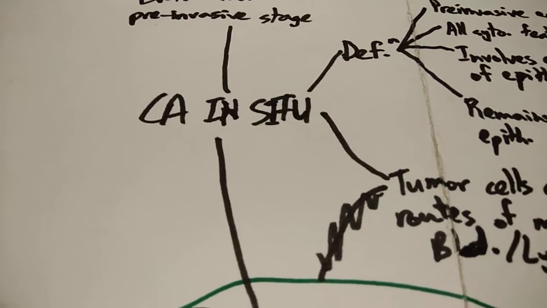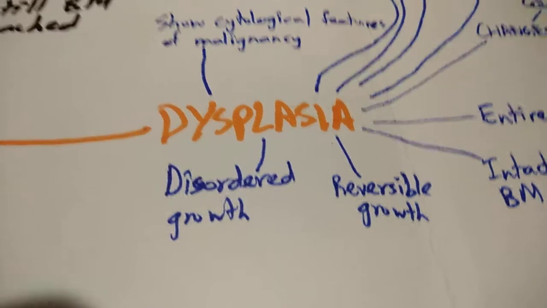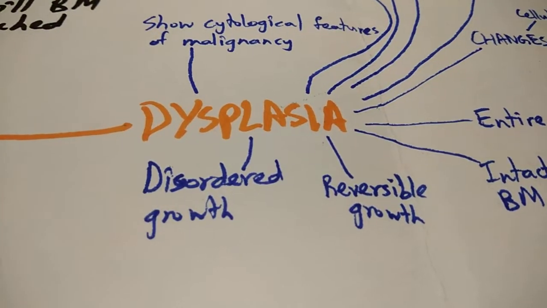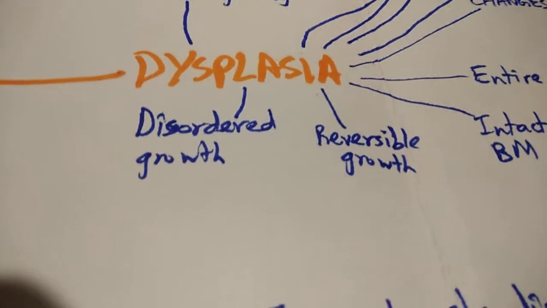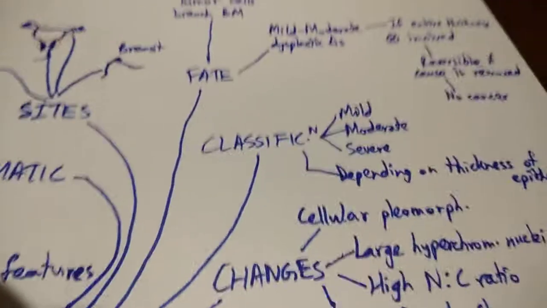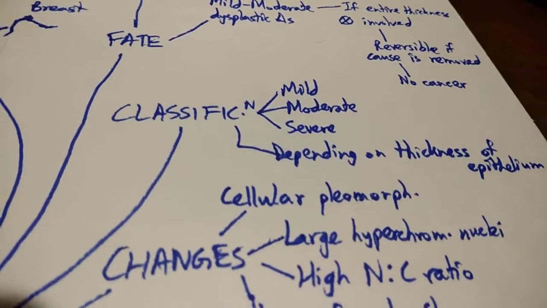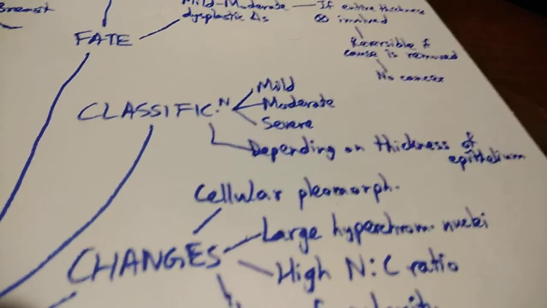Not with carcinoma in situ. It's already formed a carcinoma. It's just confined, that's all. Here it's not just confined, it's still in its evolution stage. However, it can revert back to normal. Alright? Now, it can be classified as mild, moderate, and severe depending on the thickness of the epithelium.